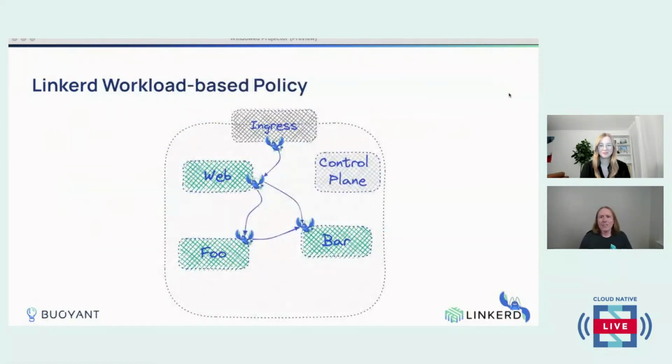All right. So an example of workload-based policy. If we throw in a policy that says that only the web service, the web workload, gets to talk to the bar workload, then this communication between foo and bar will be denied as soon as the request shows up with the policy. Effectively, you end up with this graph where web gets to talk to foo, web gets to talk to bar, but foo and bar don't get to talk to each other.